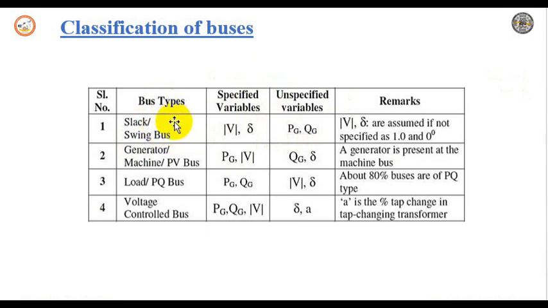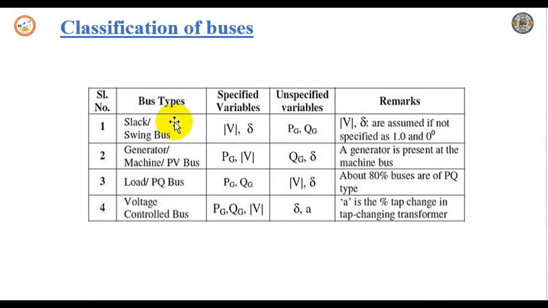The quantities specified at the slack bus are the voltage magnitude and the phase angle, and the quantities that we need to calculate are the real and reactive power flows at the slack bus. In the power system, we always consider bus 1 as the slack bus, or the slack bus is the highest generating generator bus.